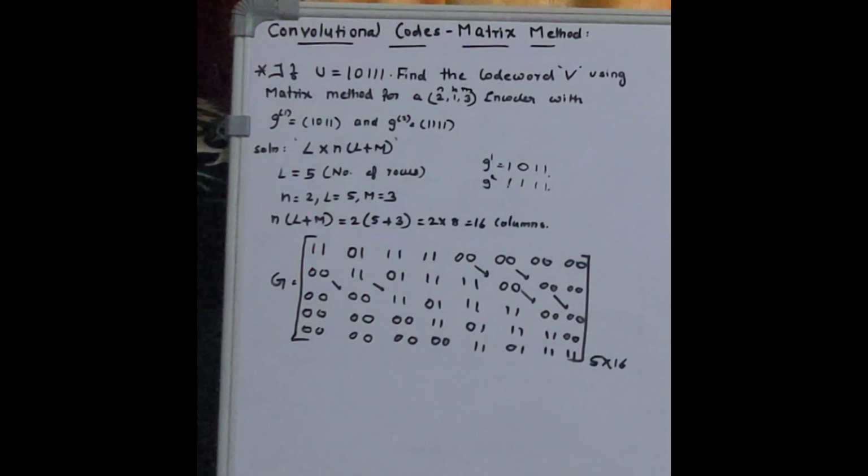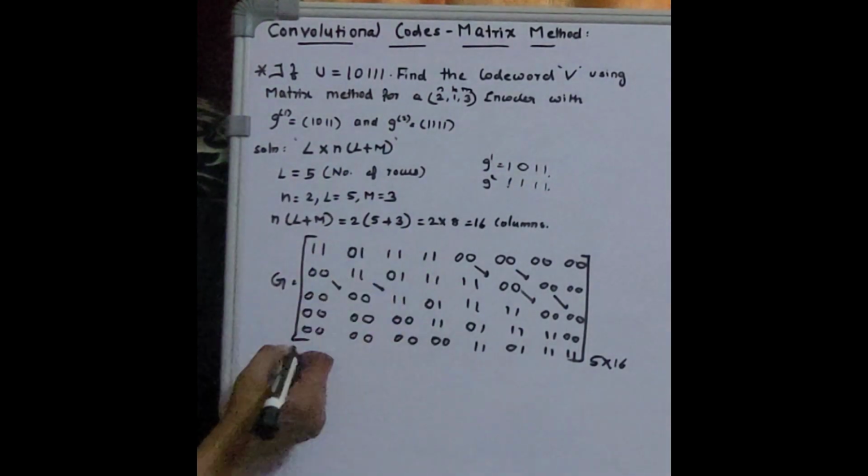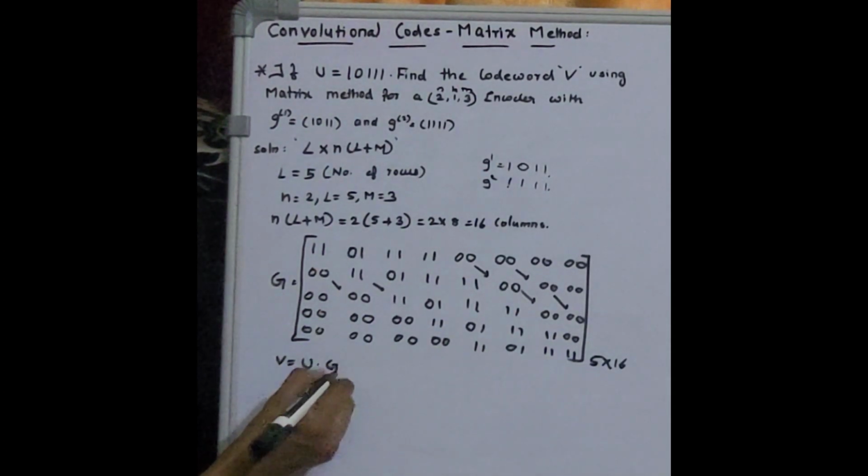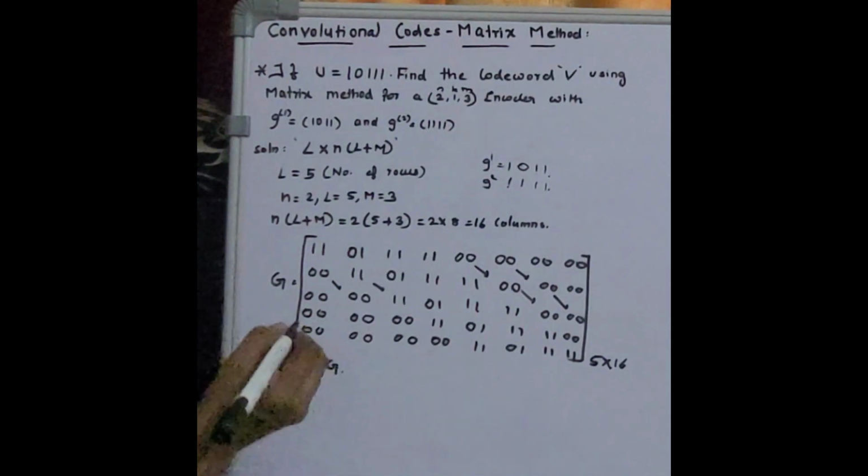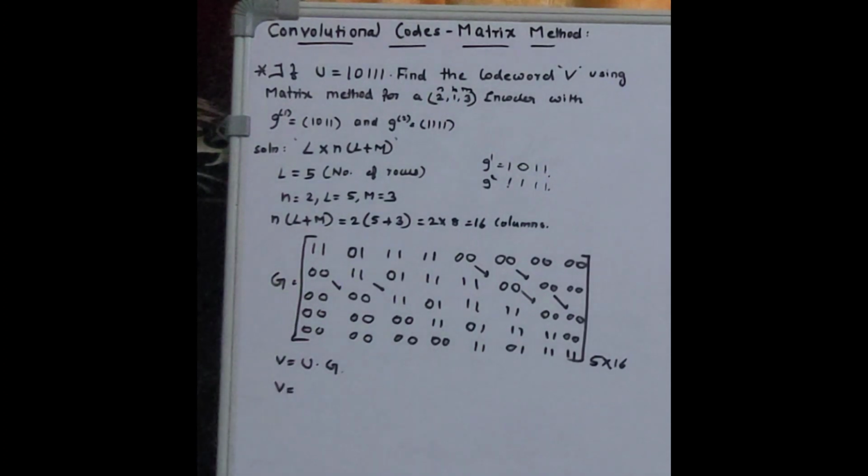Now we have found the G matrix. Then we want to find the code word V. V is equal to U into G. So multiplying this U with G, we will get the answer. So V equal to U into G, where U is 10111, into G.